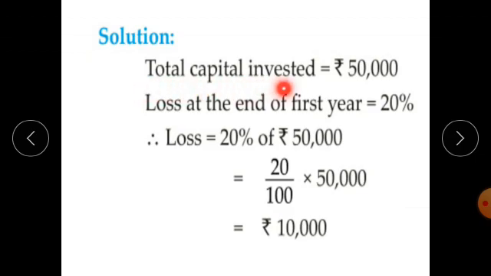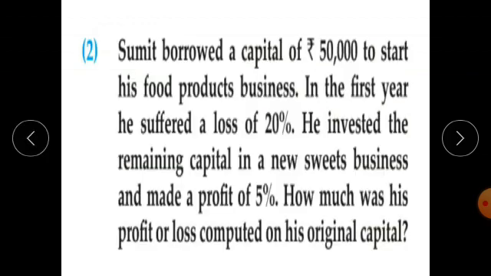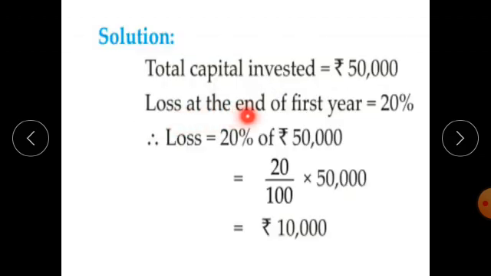Total capital invested by Sumit is rupees 50,000. Loss at the end of the first year is 20%. It is given, in the first year he suffered a loss of 20%. Therefore, loss means 20% of rupees 50,000, because the total capital invested by Sumit was rupees 50,000.